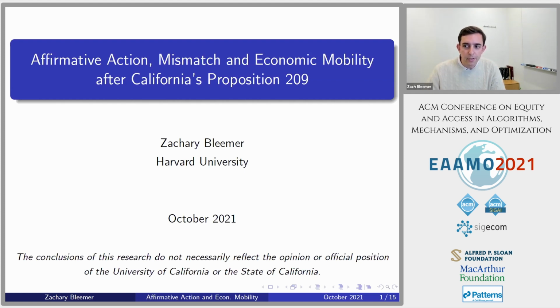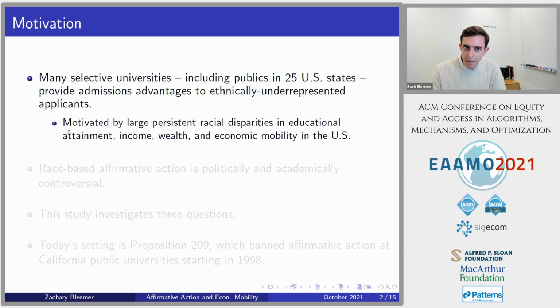This is a paper about race-based affirmative action in undergraduate admissions. I think in many ways it's similar to the two papers that preceded, but let me set the scene here. Many selective universities in the US and around the world use race-based affirmative action to identify, admit, and enroll underrepresented minority applicants. As we all know, this is motivated by large persistent racial disparities across the board.